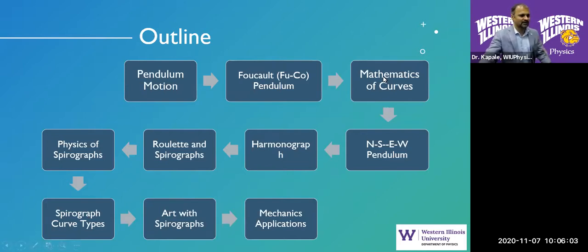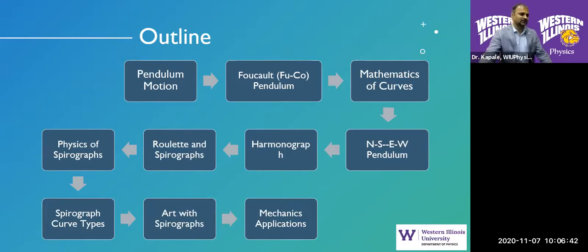Then we will look at some of the basic mathematics of curves, and I will help you get acquainted with tools that you can use in your own time to build these things, make these graphs, or create those animations. Then we will talk about something called a double pendulum. I'm calling it north, south, east, west because it's easy to see the two perpendicular directions when you think about something going back and forth in the north-south direction and something going back and forth in the east-west direction simultaneously.